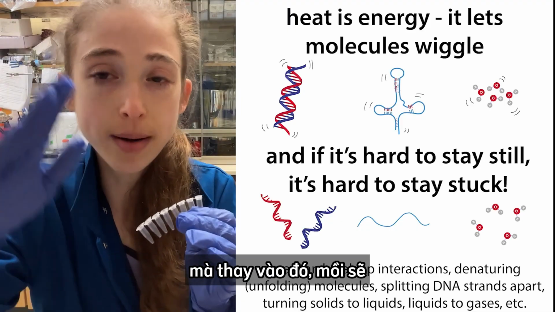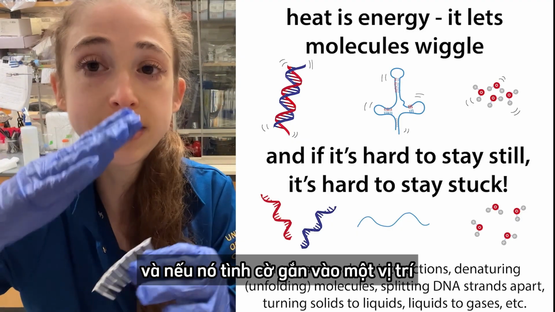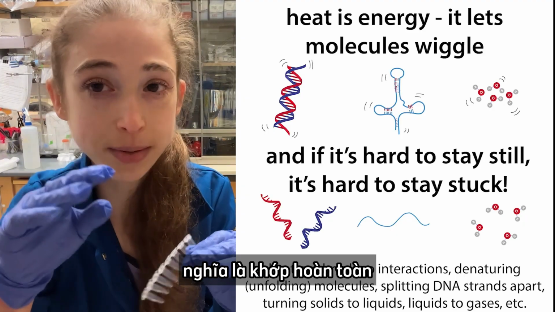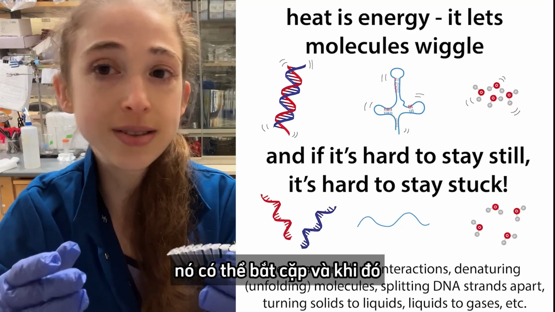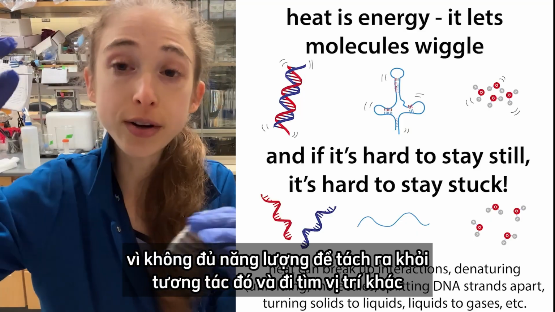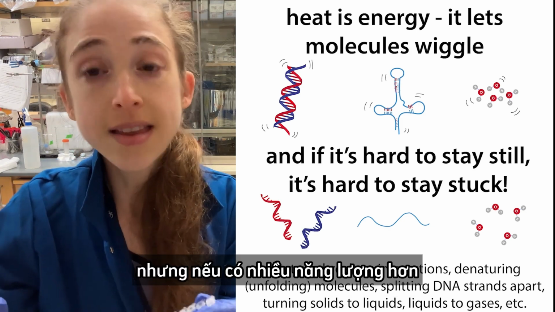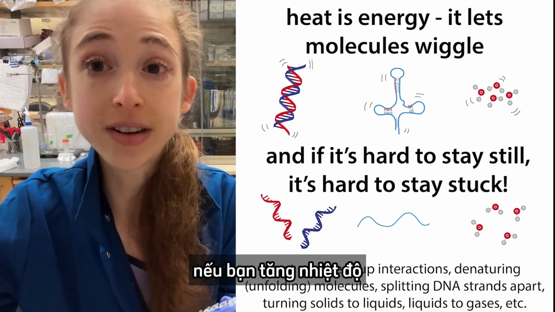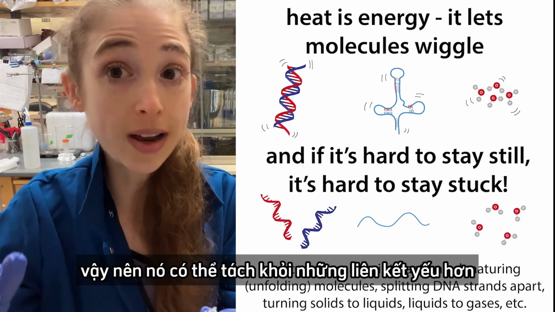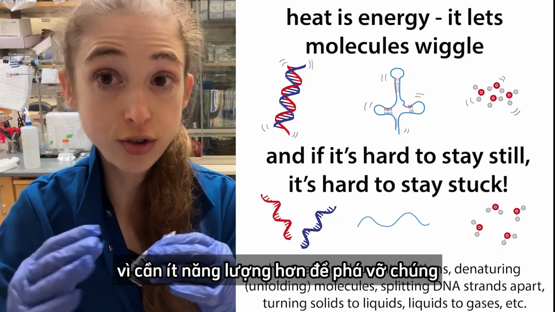What's happening is that the primer is basically going to sample these sites along the DNA, and if it happens to bind to something that it has perfect complementarity to, so it matches completely and can base pair with it, it's then going to get stuck, because it's not going to have the energy to break free from those interactions and go find another site. Now, if it has more energy, if you have a higher heat, it's going to be able to potentially break free. That's why it can break free from the weaker interactions. It takes less energy to break off those attractions.